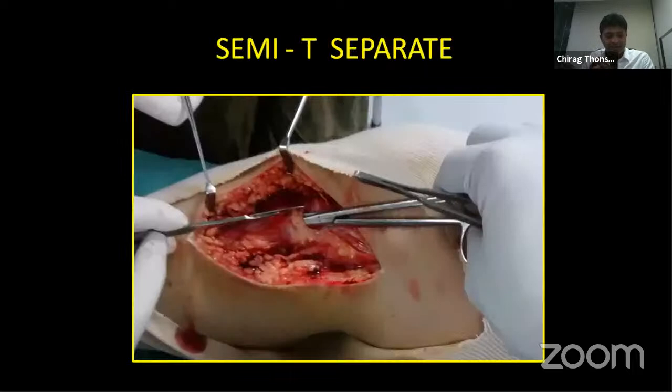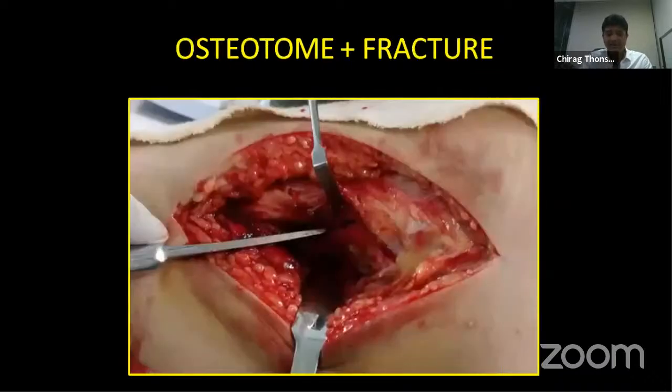Once we identify the pes anserinus, it's very important to identify the pes anserinus, tag the pes anserinus. Either you could split the pes anserinus, cut the pes anserinus, or else just go below the pes anserinus. But it's very important that we identify and preserve the pes anserinus after a surgical procedure. Once we identify the fracture, take an osteotome and open up the fracture and elevate the fracture with an osteotome.